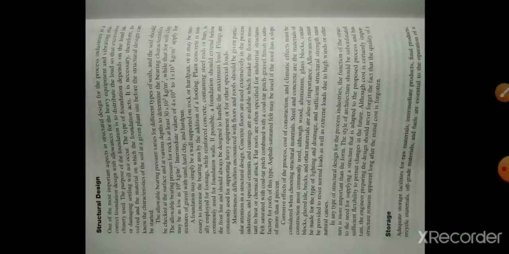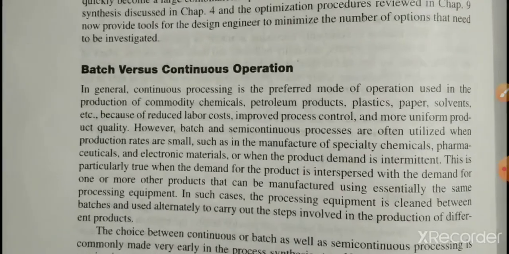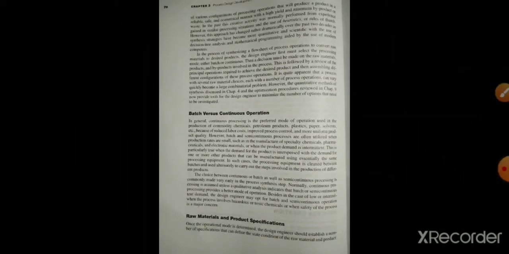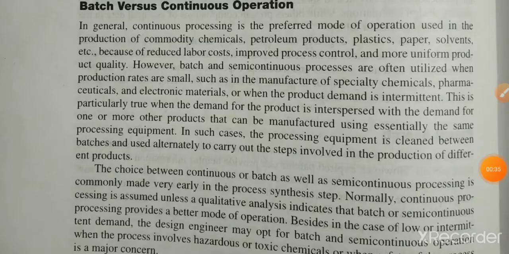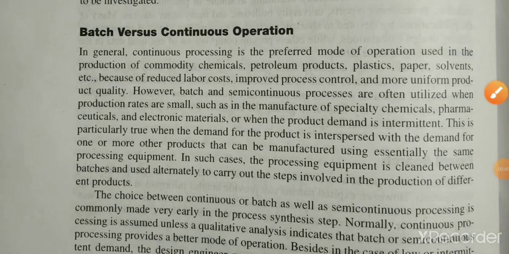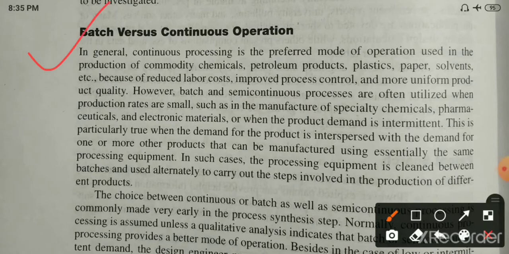Okay, so first of all, the batch versus continuous operation discussion part is there. In general, continuous processing is the preferred mode of operation, used in the production of commodity chemicals, petrochemical products, plastics, paper, solvents, etc.